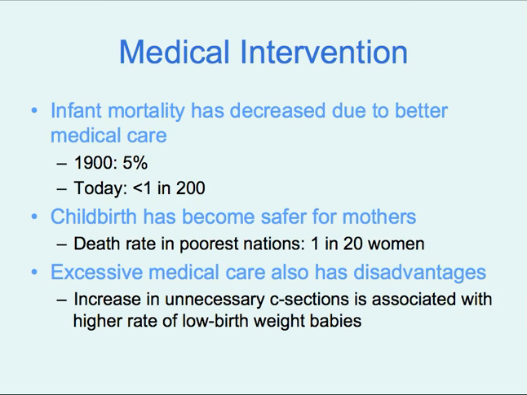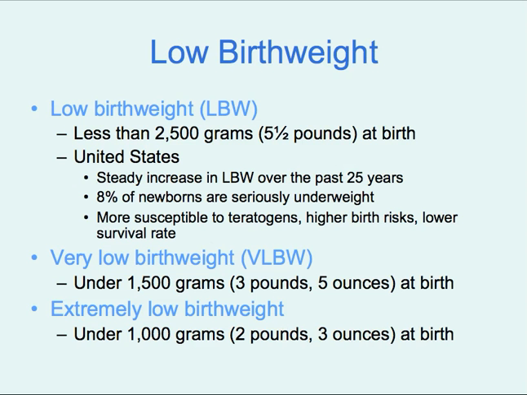Okay, so what constitutes a low birth weight? A low birth weight has been defined as less than 2,500 grams, or less than about 5.5 pounds at birth. In the United States, there's been a steady increase in low birth weight over the past 25 years. Now, this is somewhat of a surprising finding, given that there's been quite a significant increase in our knowledge of prenatal development. So you might expect that low birth weight would be on decline. As many as 8% of newborns are seriously underweight.